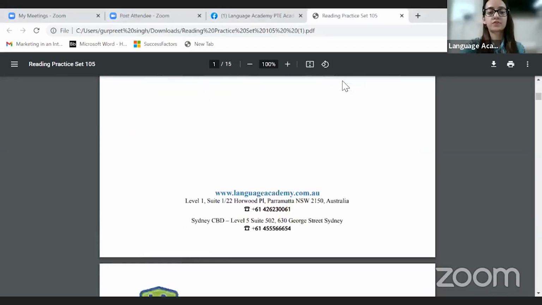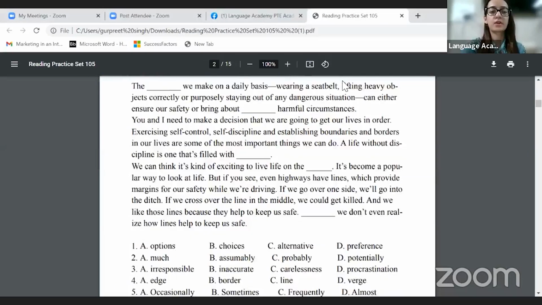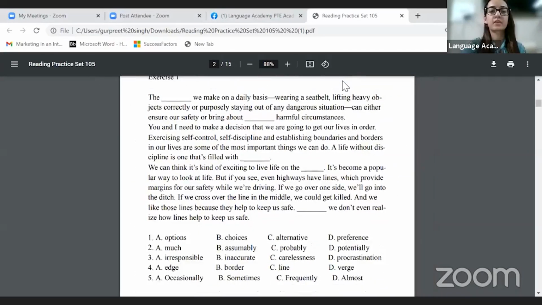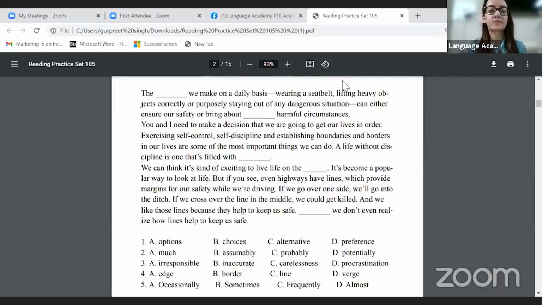So here is your first question on the screen for reading writing blanks. Time yourself 2.5 minutes and then post your answers in the chat box.